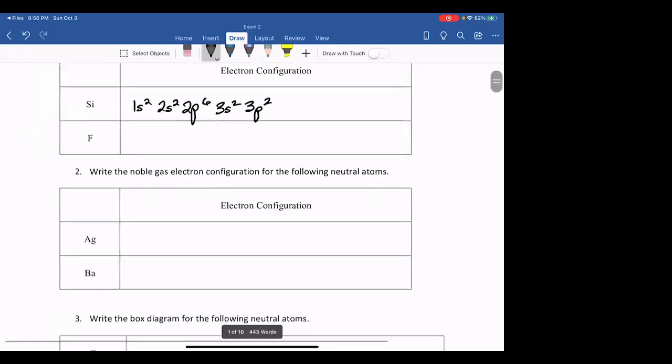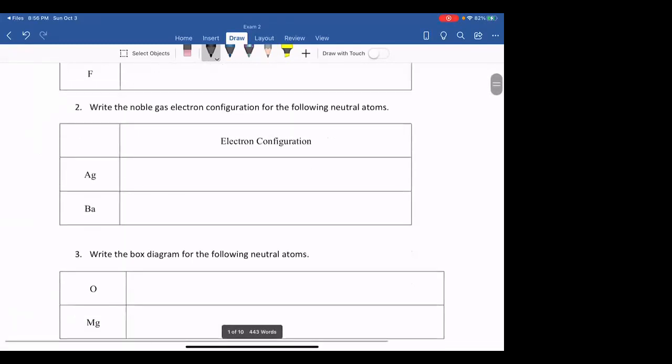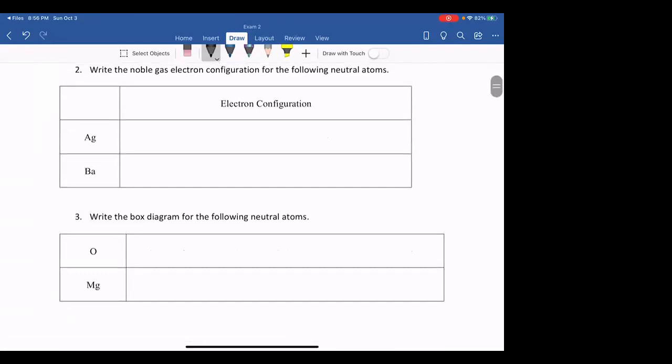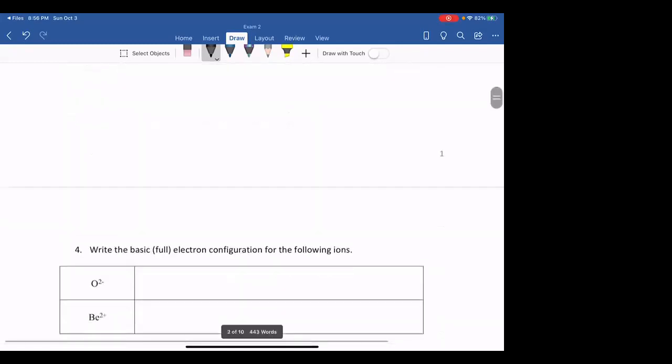Any other questions you want answered on this test while I'm looking at it? Probably can do most of them pretty quick. Number 7.